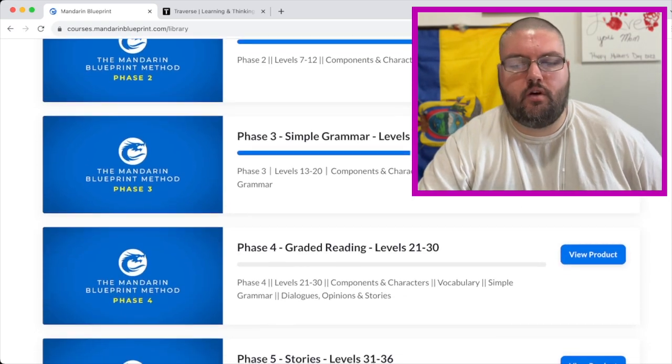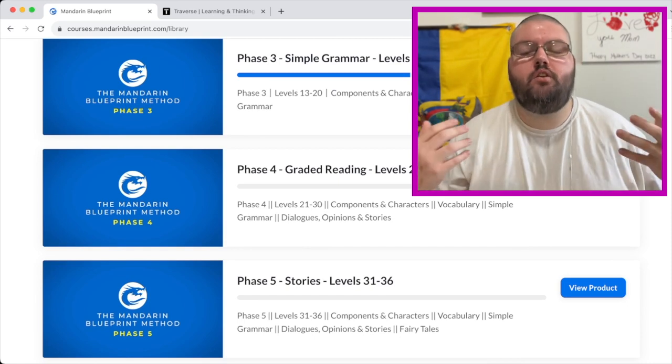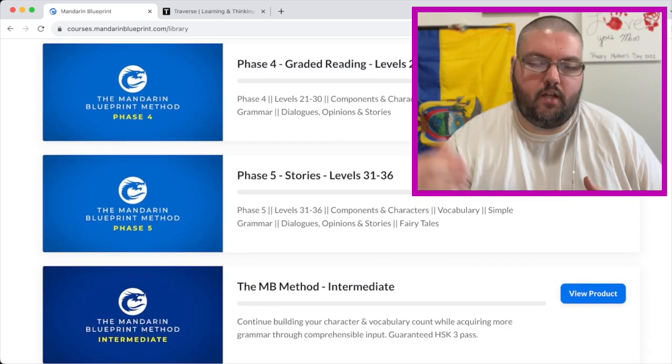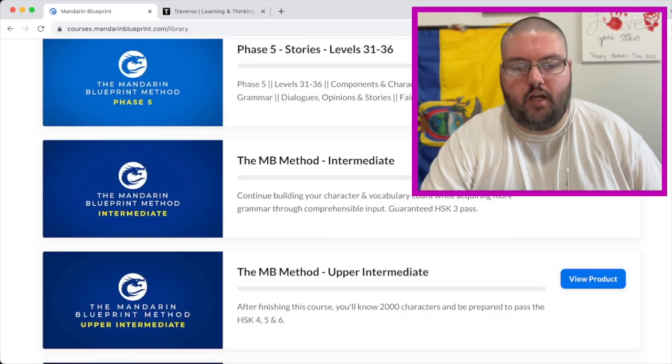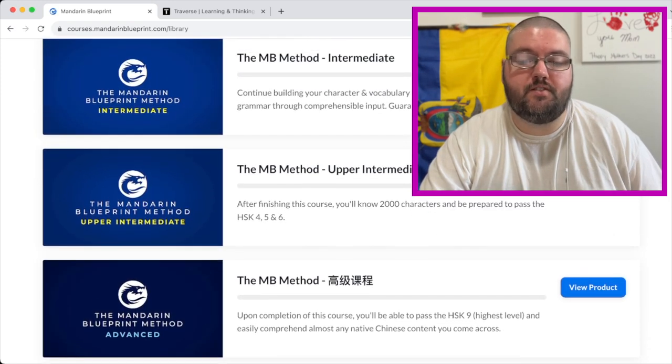Once you get past phase three, now I've not gotten into this, but from what I understand, all the vocabulary and things that you've learned, they start compiling into graded readers. Same thing with phase five, they're building on that. And then you hit intermediate. And then there's two intermediate courses and then an advanced course.